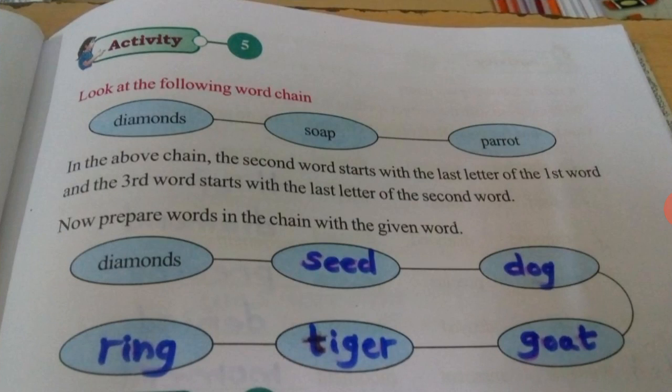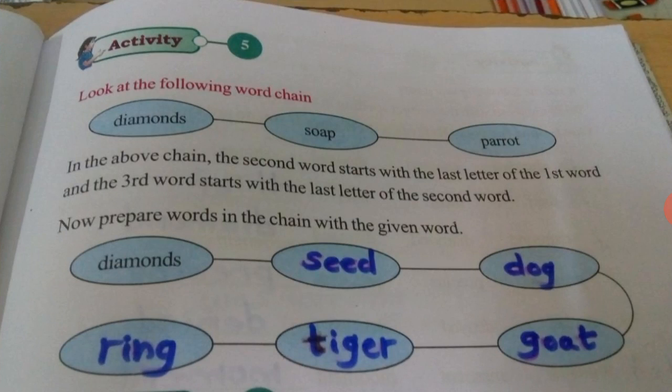Look at the following word chain. This word chain is very simple. A word chain is nothing but, if I give you a word, using that word you have to frame a new word. Suppose I say cat. The word cat ends with T. So tell me any word that starts with T.